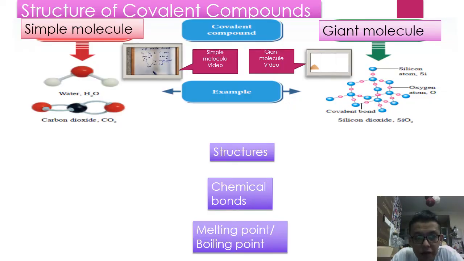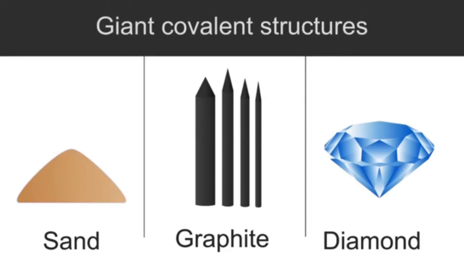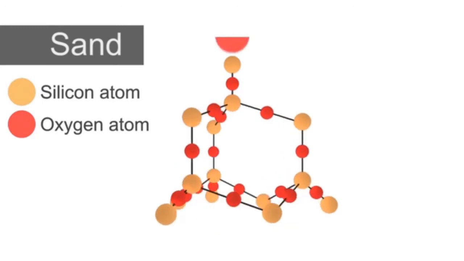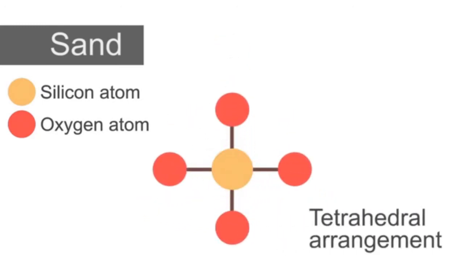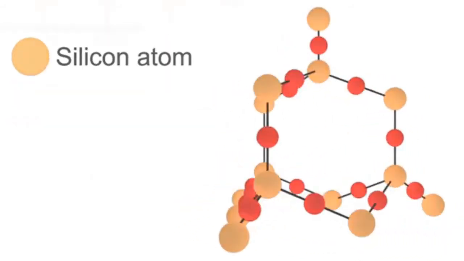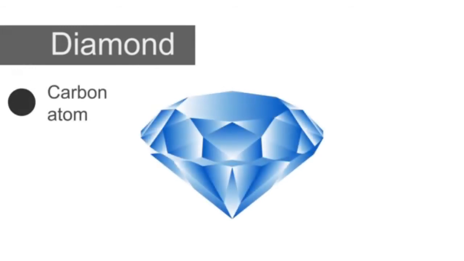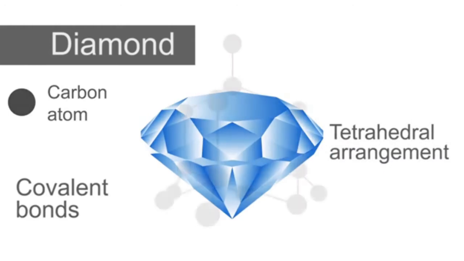Let us compare the structure. Graphite and diamond are examples of giant covalent structures. The arrangements of the atoms can be quite different. Sand contains silicon atoms covalently bonded to oxygen atoms. Four oxygen atoms are bonded in a tetrahedral arrangement around each silicon atom. Diamond has a very similar structure, where all of the carbon atoms are joined by covalent bonds in a tetrahedral arrangement seen here.